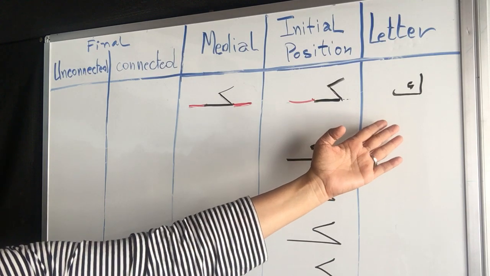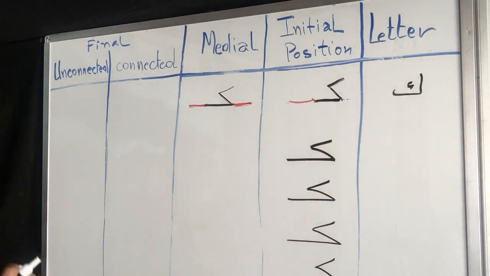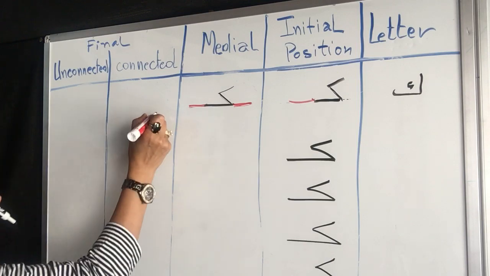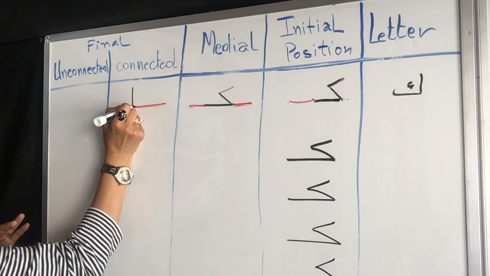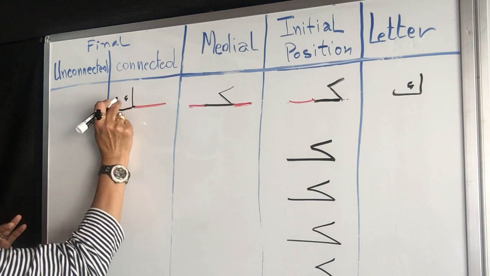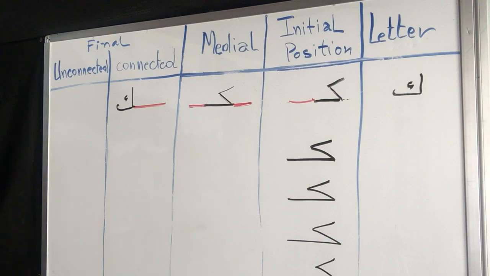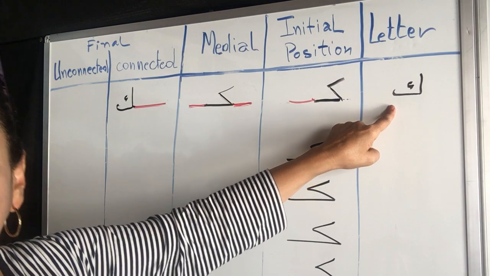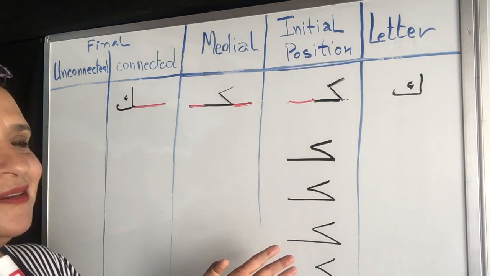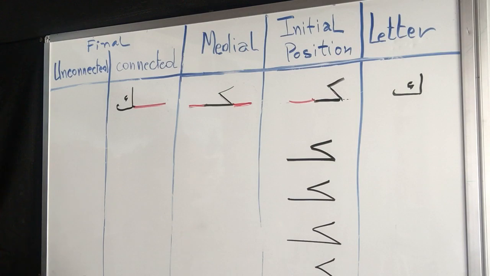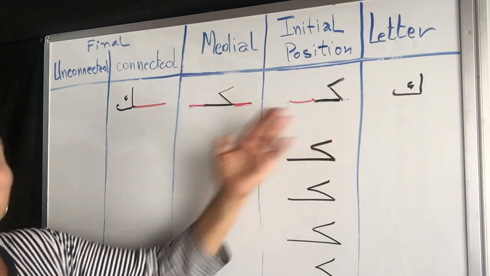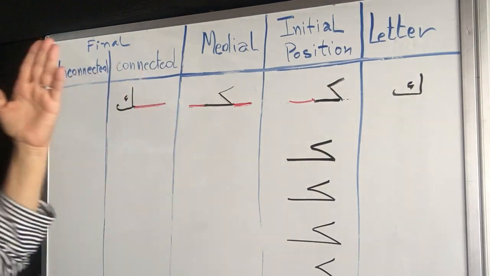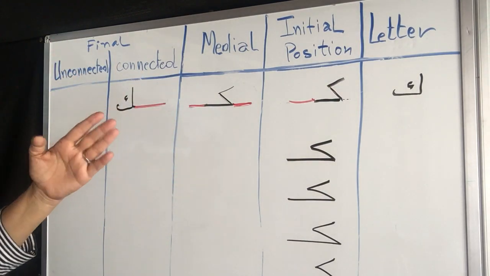So I have the shape of ka at the end, so it's going to take back the shape which is isolated. This is a harf here, and ka is going to take its isolated shape back. So this is ka. Ka or kef. This is my own way. Instead of kef, I say ka. Ka at the beginning of a word, in the middle of a word, and at the end.